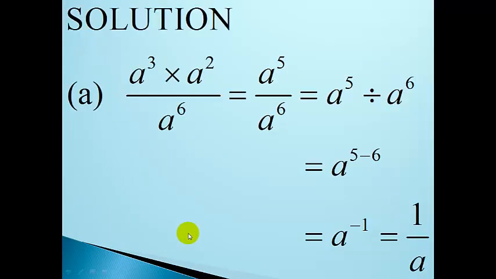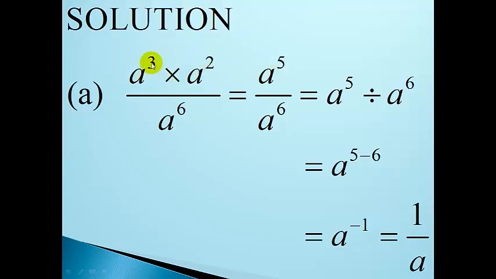Now let's look at the solution. A, a raised to the power 3 times a raised to the power 2, all divided by a raised to the power 6. We can see, when we look at the numerator, that the variables are of the same base, and the base is a. They are the same, and so according to the first law of indices, we keep one of the bases constant, that is a, and we add the exponents together, and so 3 plus 2 is equal to 5.